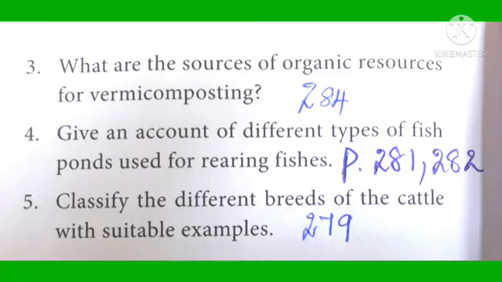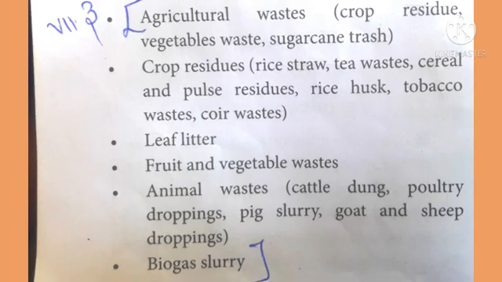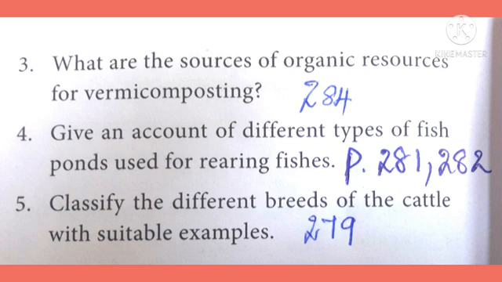Answer: turn to page number 284. See the vermicomposting materials given. Have you seen the vermicomposting materials? In that, mark 5 points, from agricultural waste to biogas slurry or animal waste. Six points are given, you mark 5 points. Okay. Next question.